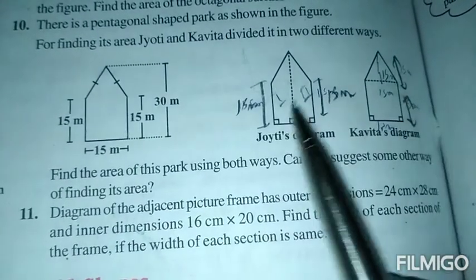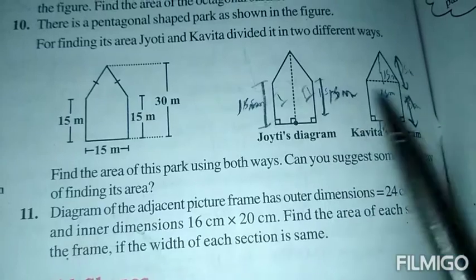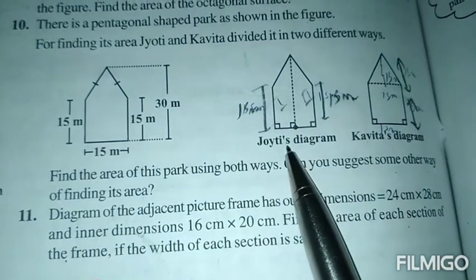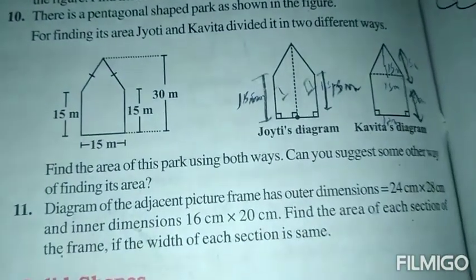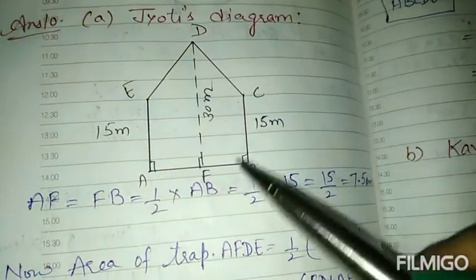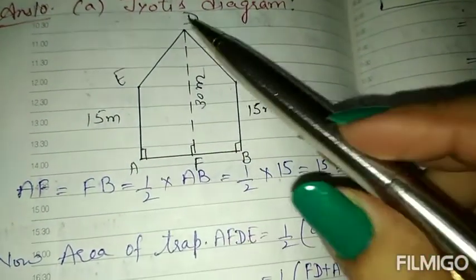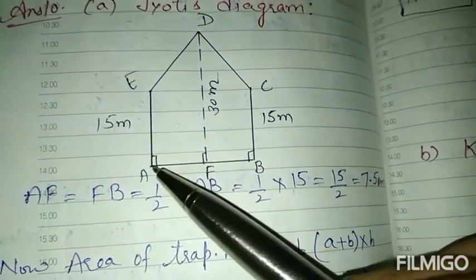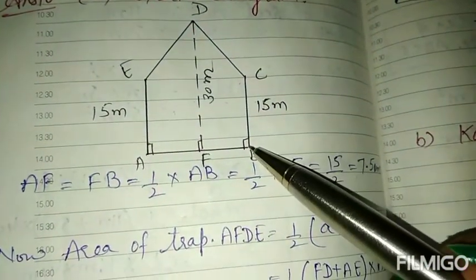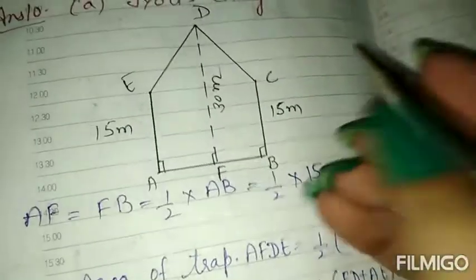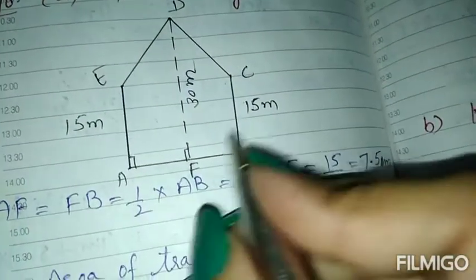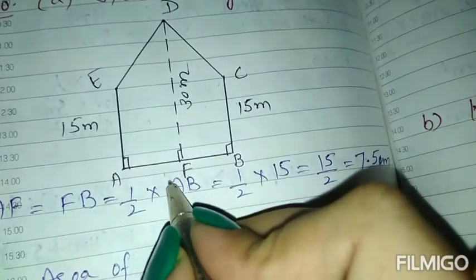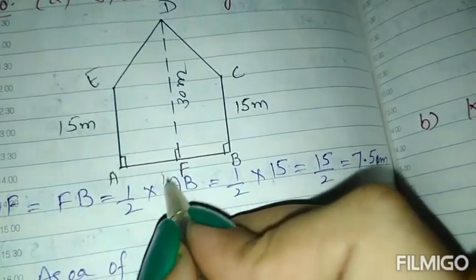We will find the area of the park by using Jyoti's diagram firstly, then Kavita's diagram. Let's name the figure A, B, C, D, E and this point as F. Then FB is given to be 15. AB is given to be 15 centimeter.